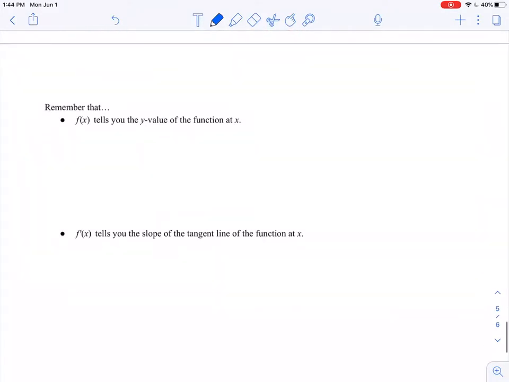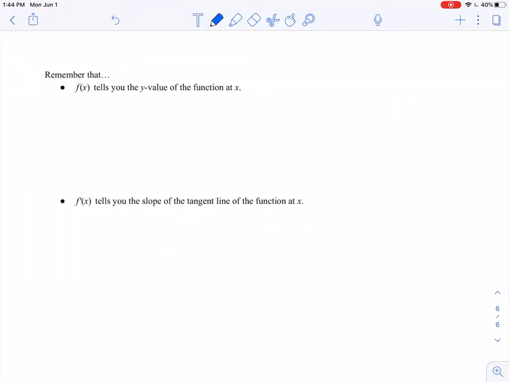Last thing that I just want to remind you of here is that f of x tells you the y value of the function at x. So f of x is always equal to your y value. Please, please, please remember that. And f prime of x tells you the slope of the tangent line of the function at x. So f prime of x will always tell you your slope of the tangent line to the function. We have both the original function and the derivative. It will be difficult to keep these two things straight now, especially when we're first starting off. So it's really, really important that we remember which function tells us which piece of information. If you want the y value, you want the original function. If you want the slope of the tangent line, you want the derivative.